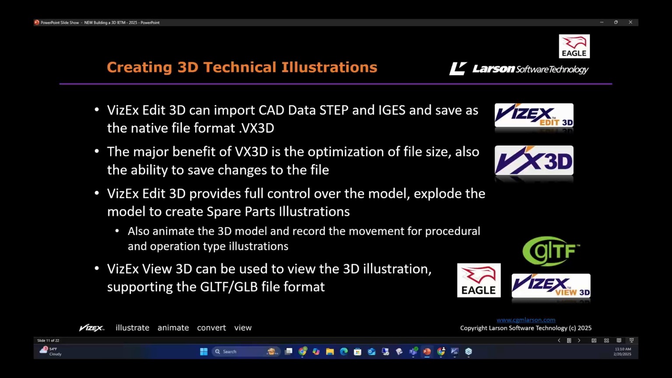VisX Edit 3D provides really full control over the model, so we can explode it, say for spare parts illustrations, and we could also explode it and use it to animate the model itself, and we could record that movement. So it's ideal for procedural type illustrations or operational type illustrations, and that's mainly what we're going to show today. And finally, you would have our product VisX View 3D, which is the ability then to view that in the chosen environment. And in today's case, that's Eaglevision.